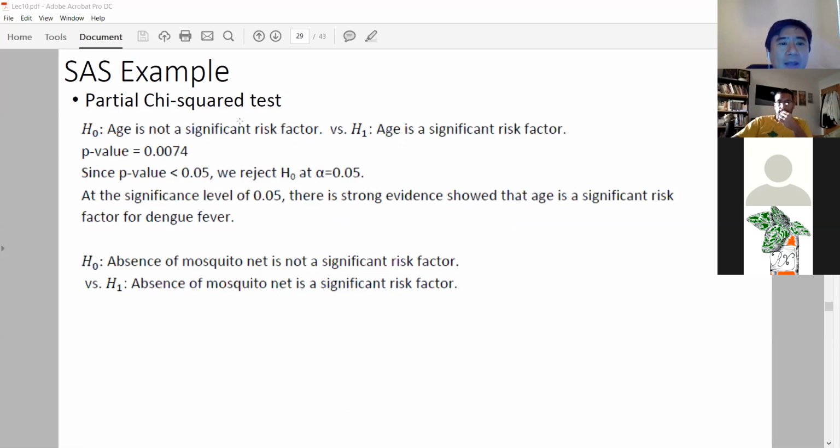And the partial test is just testing each parameter itself. For example, we can test the age effect, we can test the effect of using a mosquito net, and we can test the effect of geographic location on the risk.